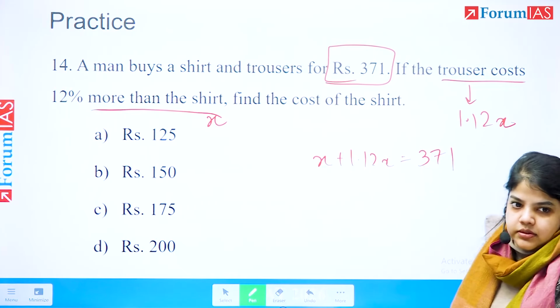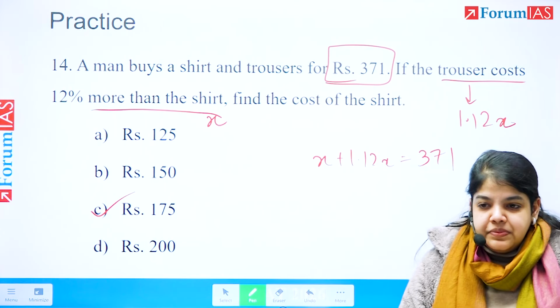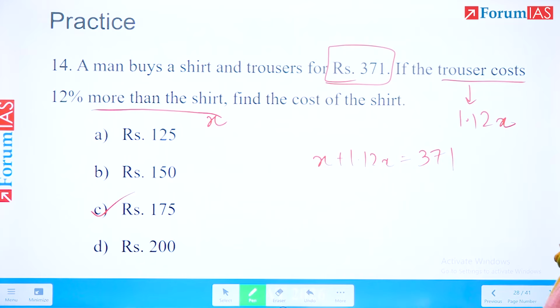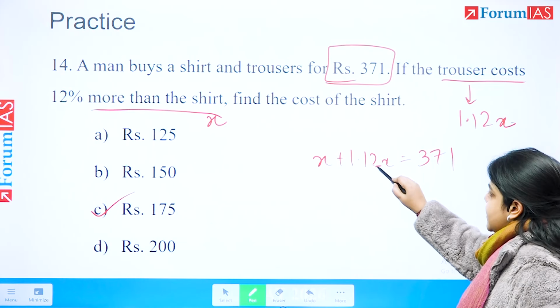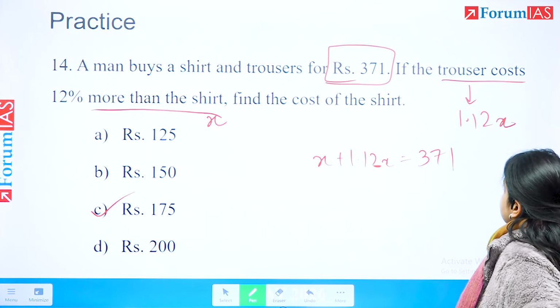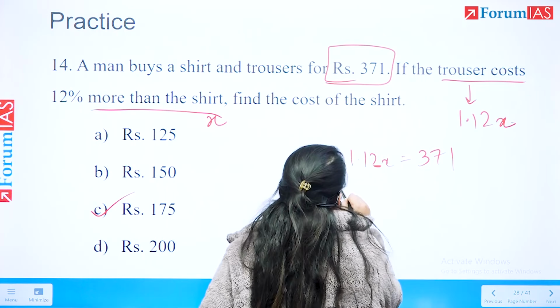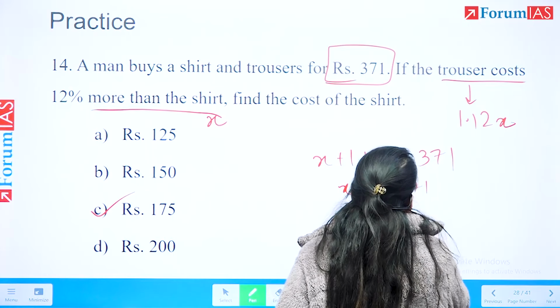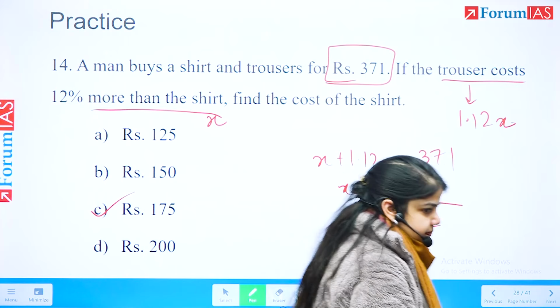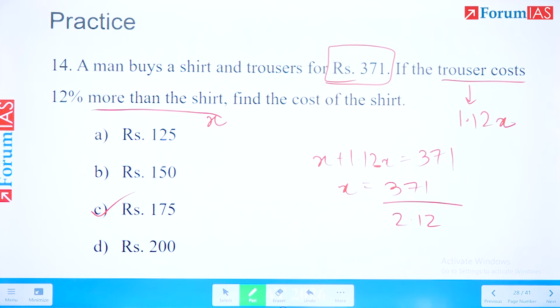Fourteenth, 15th. X plus 1.12X is equal to 371. If the trouser costs 12% more than the shirt, cost of shirt is X. Okay? What is the cost of trouser? 12% more, 1.12X, equal to 371. So X is equal to 371 divided by 2.12. I hope this is what you also got. Yes? 371 divided by 2.12.